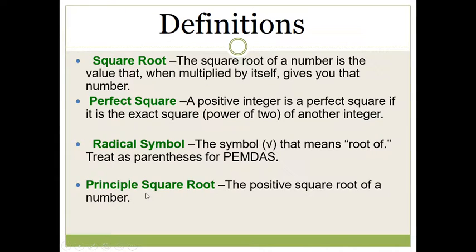And then finally we're going to talk about the principal square root of a number. The principal square root of a number just means the positive square root of a number. So if you pulled out your calculator right now and took the square root of 64, it would tell you the answer 8. 8 is the principal square root of 64.